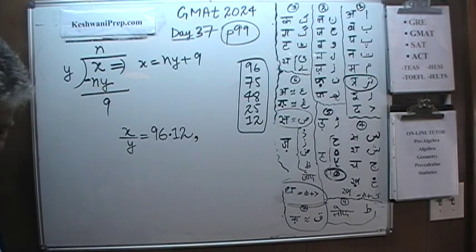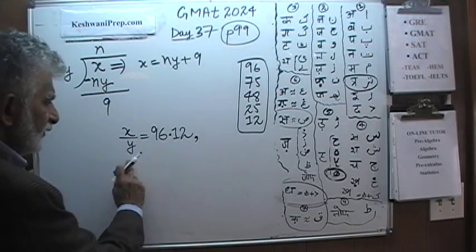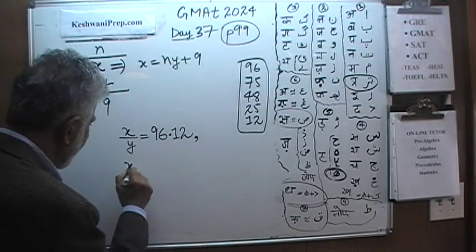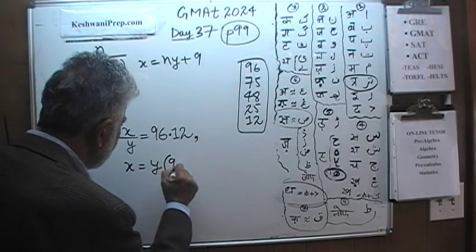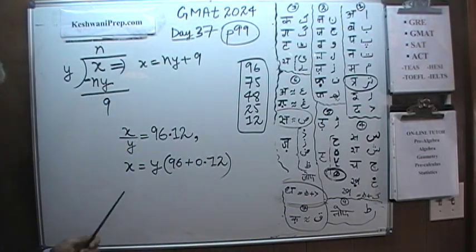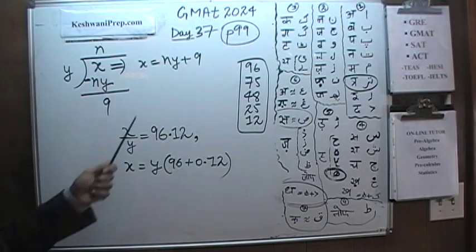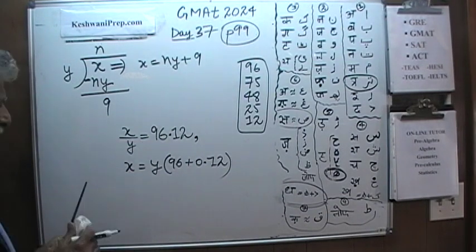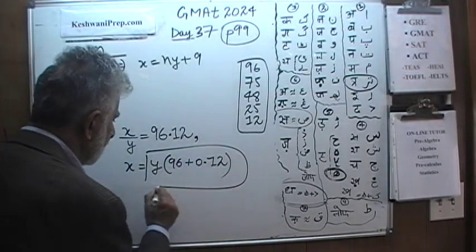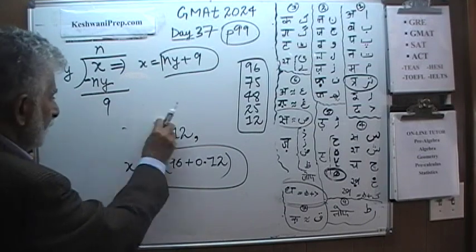Let's see what we can do. Let's multiply both sides of this equation by y. So we end up with x equals y times 96 plus 0.12. There we go. And we know that x equals n times y plus 9, which means these two quantities must be equal to each other. This quantity has to equal this quantity. Now we're getting someplace.